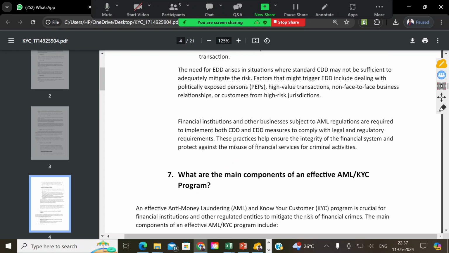All right. So financial institutions and other businesses subject to AML regulations are required to implement both CDD and EDD measures to comply with legal and regulatory requirements. This practice helps ensure the integrity of the financial system and protects against misuse of financial services for criminal activities. So CDD and EDD both assist organizations to prevent financial crimes, I would say, in short, if you ask me the purpose of CDD and EDD.